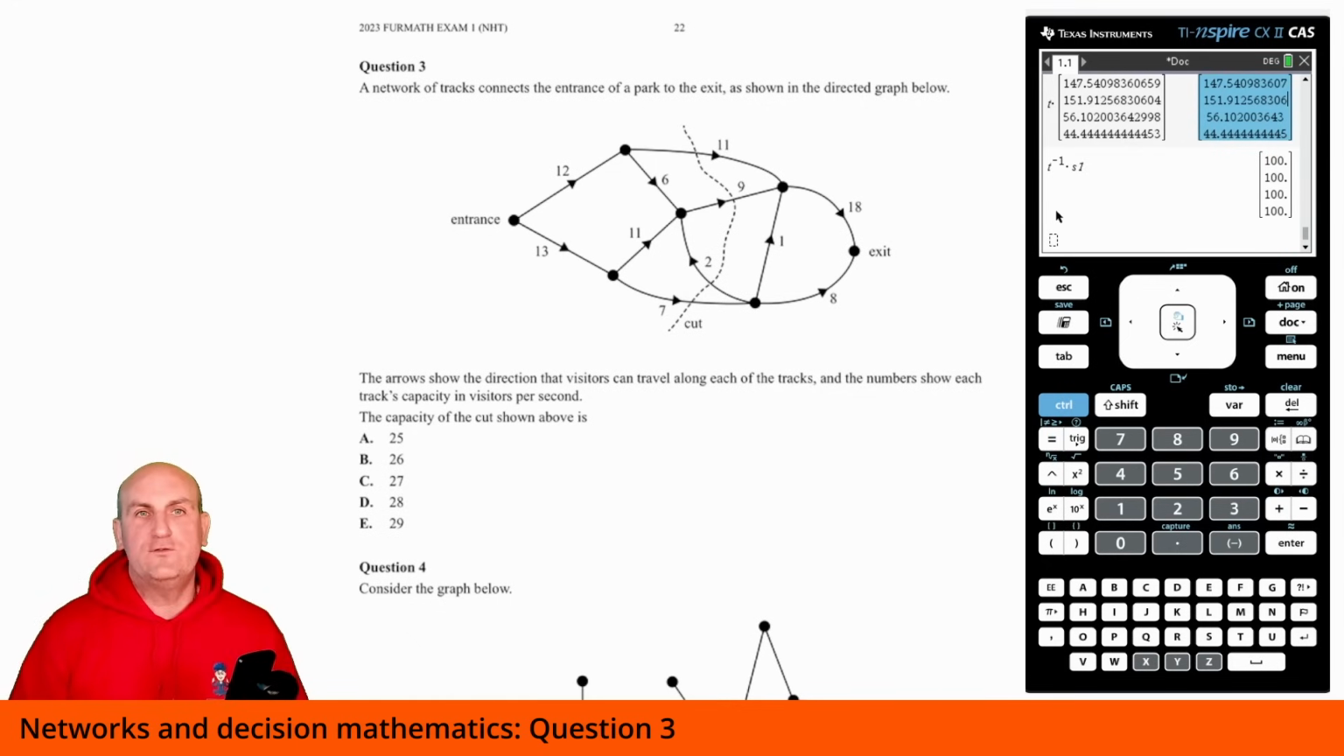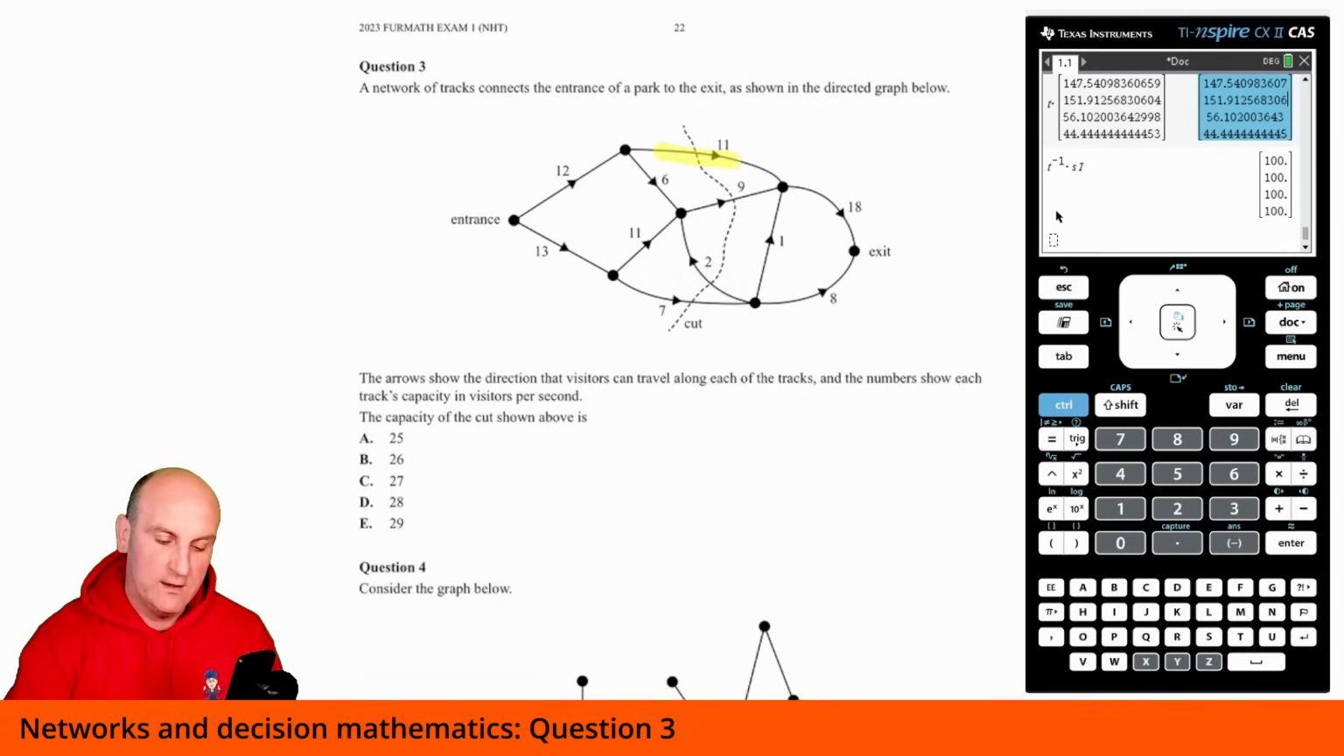A network of tracks connects the entrance of a park to the exit as shown in the directed graph below. The arrows show the direction that visitors can travel along each of the tracks and the number shown is the track capacity in visitors per second. The capacity of the cut shown is. Now, when we've got capacity of cuts, we want to make sure that my water or people are flowing from the source to the sink. So from the left of the dotted line to the right.